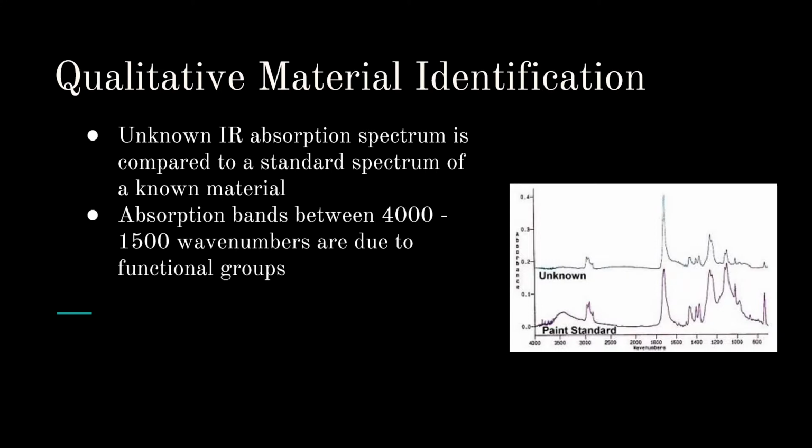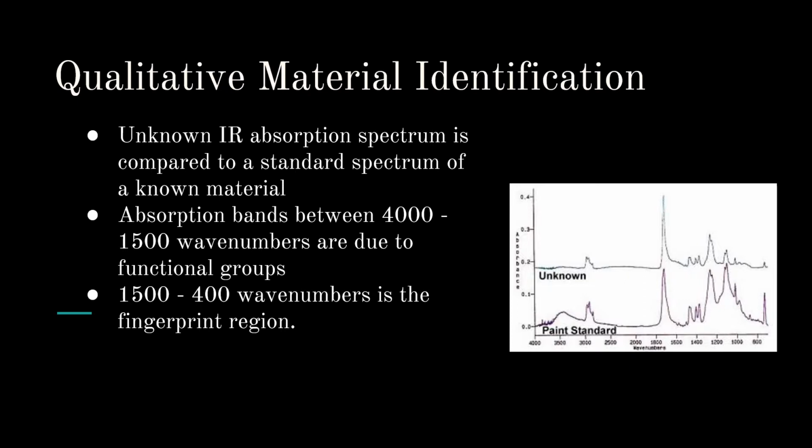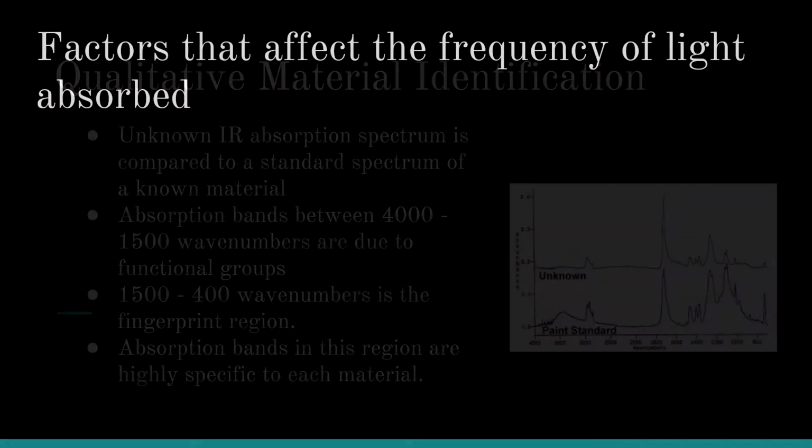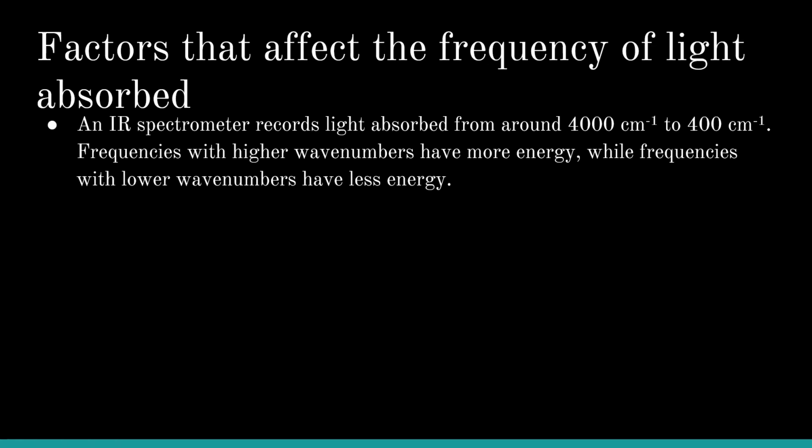Absorption bands in the range of 4,000 to 1,500 wave numbers are typically due to functional groups. The region from 1,500 to 400 wave numbers is referred to as the fingerprint region. Absorption bands in this region are generally due to intramolecular phenomena and are highly specific to each material. The specificity of these bands allows computerized data searches within reference libraries to identify a material. An IR spectrometer records light absorbed from around 4,000 to 400 wave number.